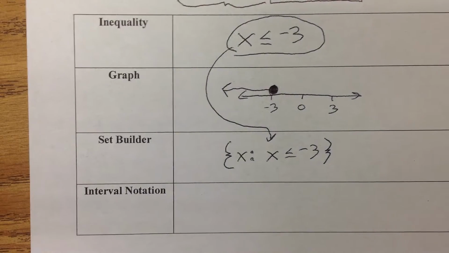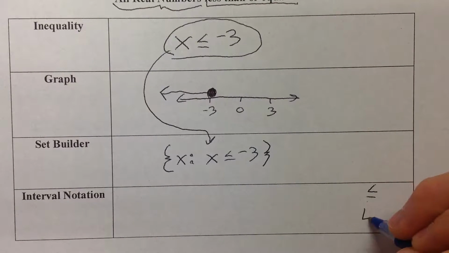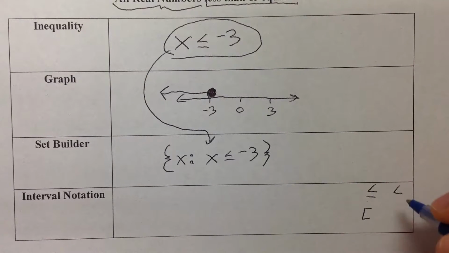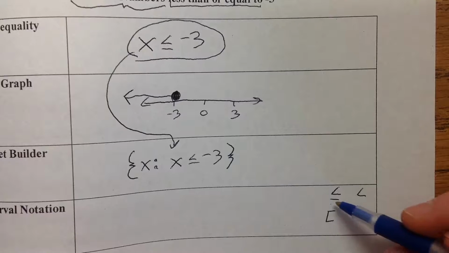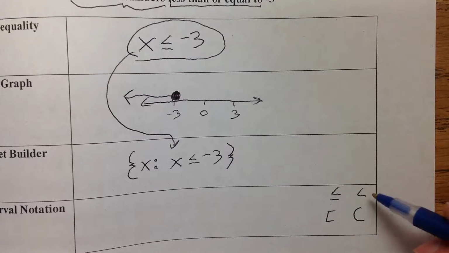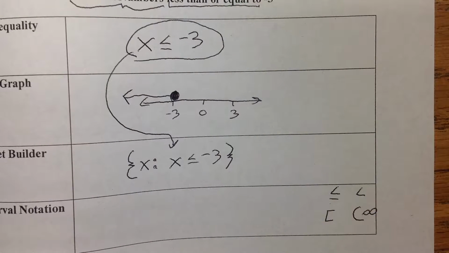Alright, and the thing to remember with interval notation is that when you have a less than or equal to, that's a bracket. If you have just a less than, that's a parenthesis. And the same goes true for greater thans. When there's the equal sign underneath, you need a bracket. When there's no equal sign, you need a parenthesis. And then also, infinities always go next to parentheses.